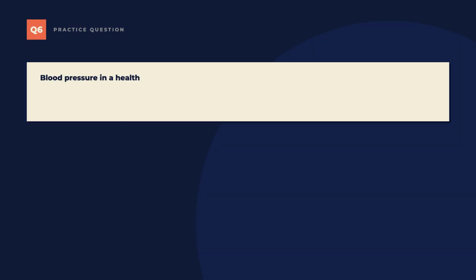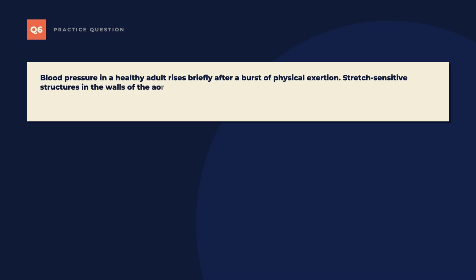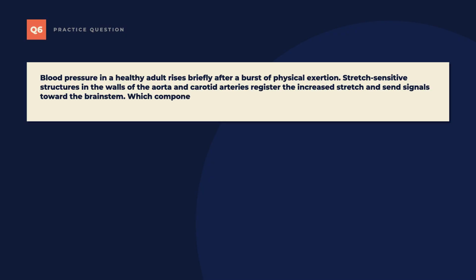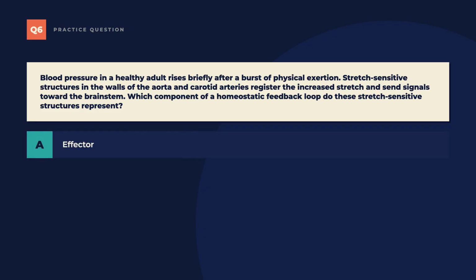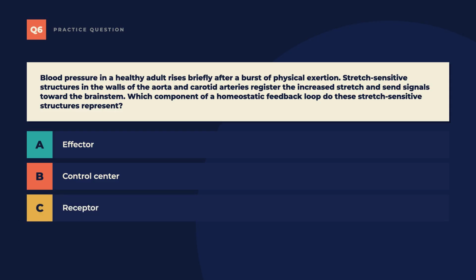Question 6. Blood pressure in a healthy adult rises briefly after a burst of physical exertion. Stretch-sensitive structures in the walls of the aorta and carotid arteries register the increased stretch and send signals toward the brain stem. Which component of a homeostatic feedback loop do these stretch-sensitive structures represent? Your options are A. Effector, B. Control center, C. Receptor, D. Set point. Which would you go with? Lock it in before the reveal.